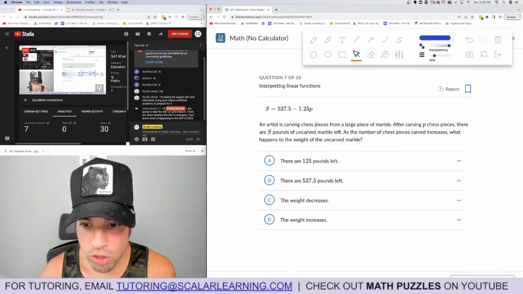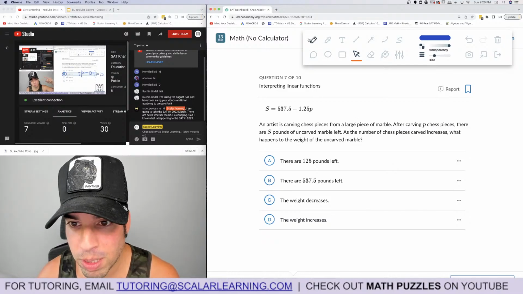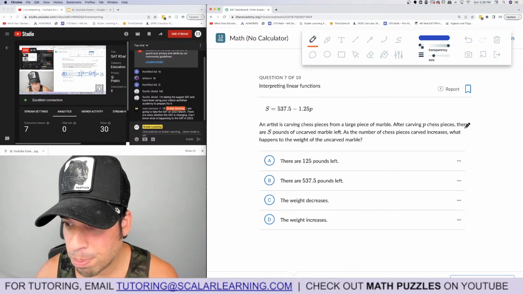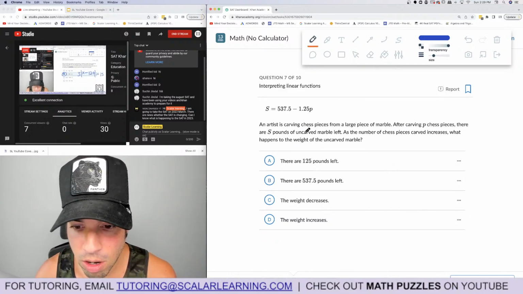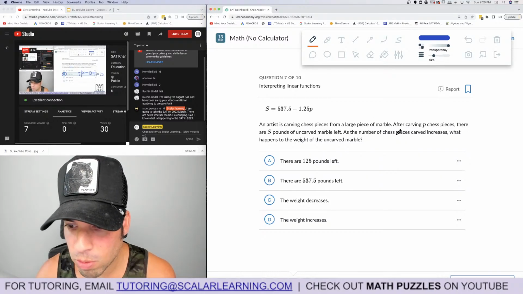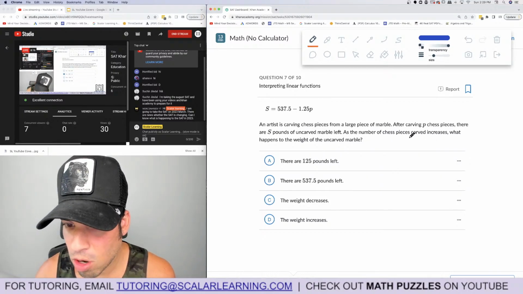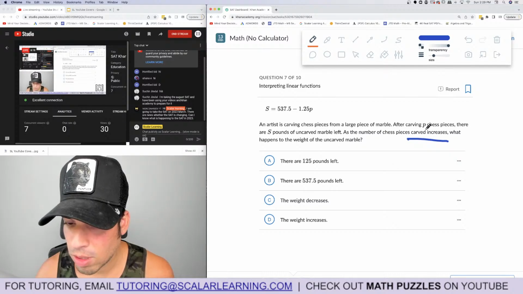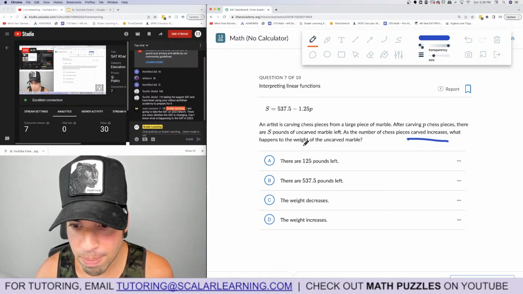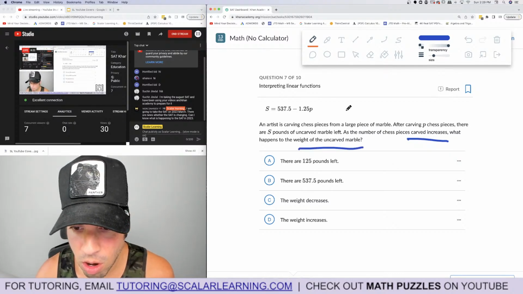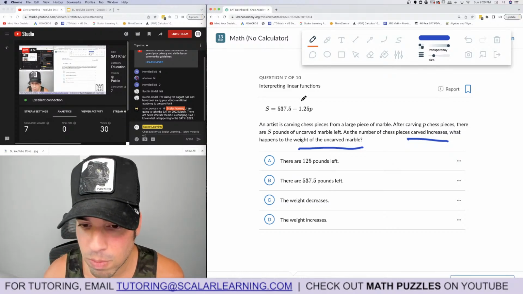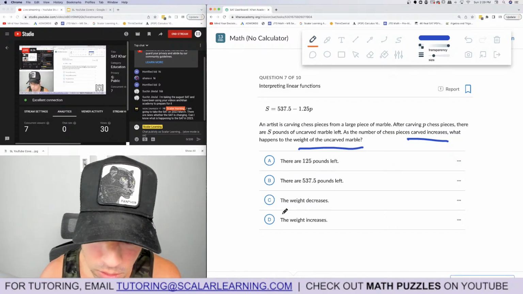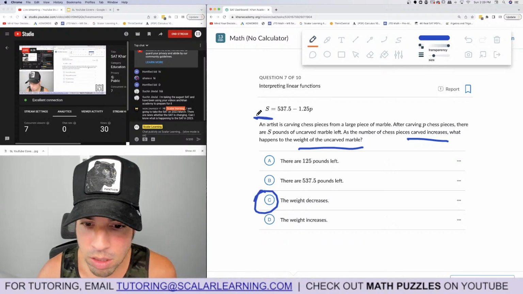Okay. An artist is carving chess pieces from a large piece of marble. After carving P chess pieces, there are S pounds of uncarved marble. As the number of chess pieces carved, P, increases, what happens to the weight of the uncarved marble? It decreases.